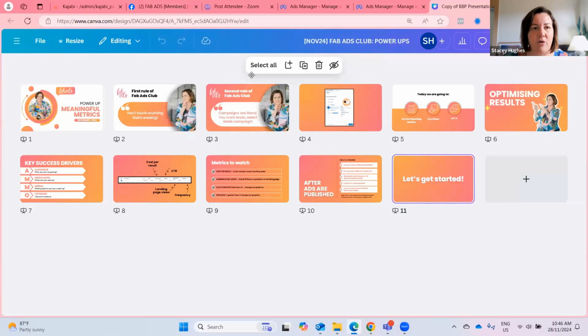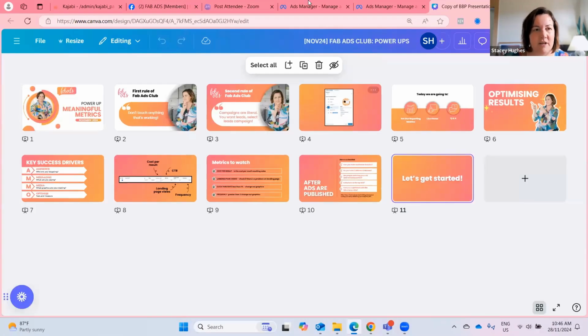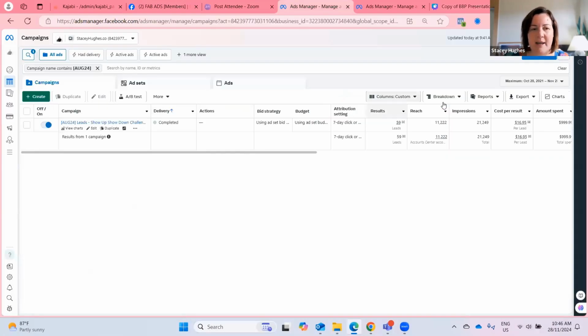Okay, let's get started and dive into our table now. So this is a campaign that I ran back in August for my Show Up Showdown challenge. So I just wanted to go through these with you and show you how I set up my table here.